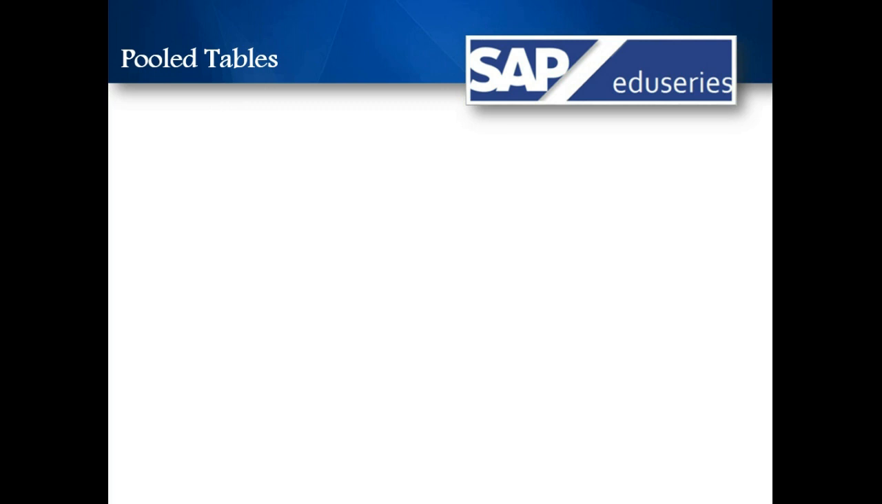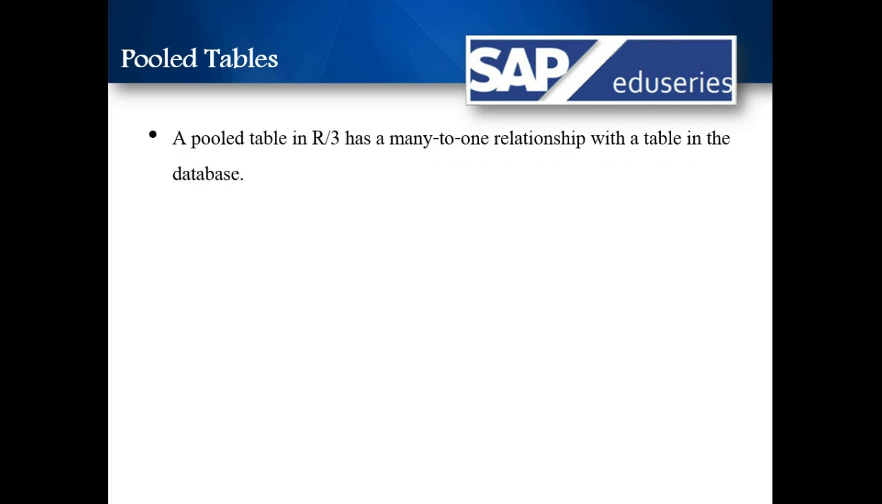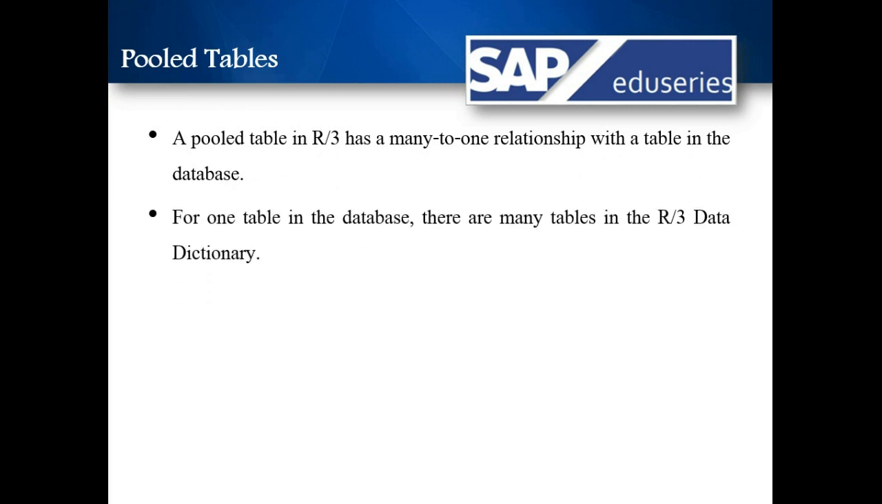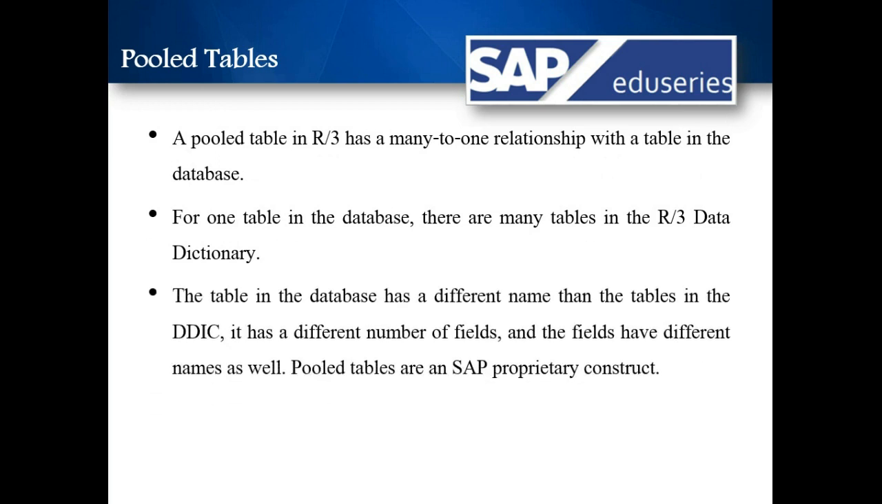Pool tables. A pool table in R3 has a many-to-one relationship with a table in the database. For one table in the database, there are many tables in the R3 data dictionary. The table in the database has a different name than the tables in the DDIC, it has a different number of fields, and the fields have different names as well. Pool tables are an SAP proprietary construct.